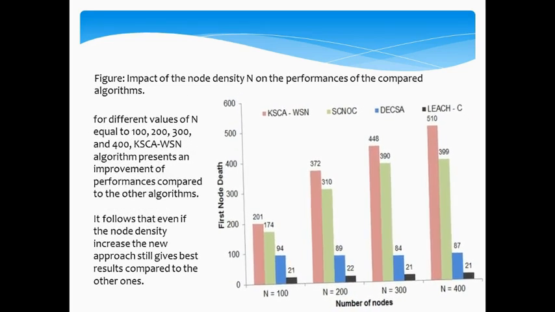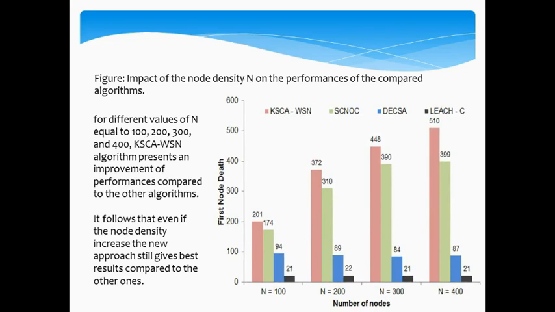Let's now compare statistically the performances of our algorithm with the other 3 algorithms. This figure shows the impact of the node density n on the performances of the compared algorithms. For different values of n from 100 to 200, 300 and 400, we can clearly see that for all values of the number of nodes, the KSCA algorithm, our algorithm, performs much better as compared to all other algorithms. It follows that even if the node density increases, the new approach still gives the best results compared to the other ones.